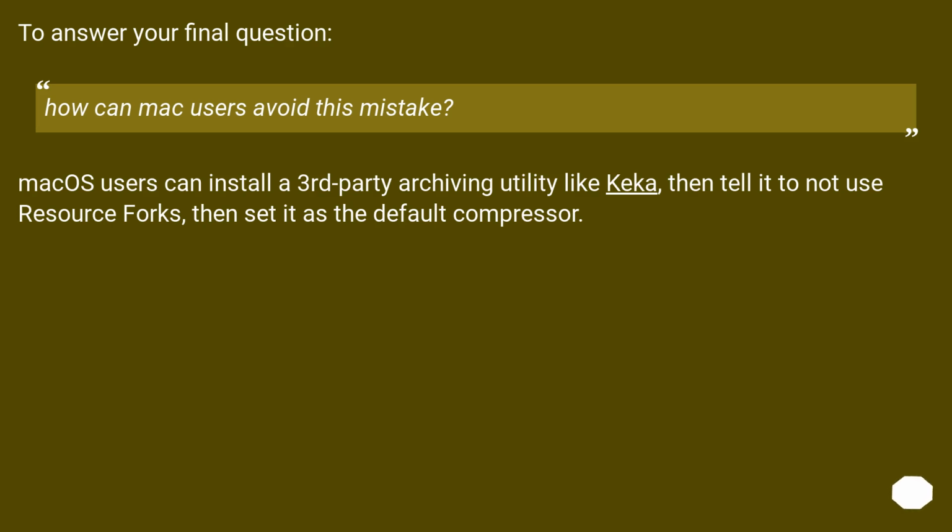To answer your final question, how can Mac users avoid this mistake? macOS users can install a third-party archiving utility like Keka, then tell it to not use resource forks, then set it as the default compressor.